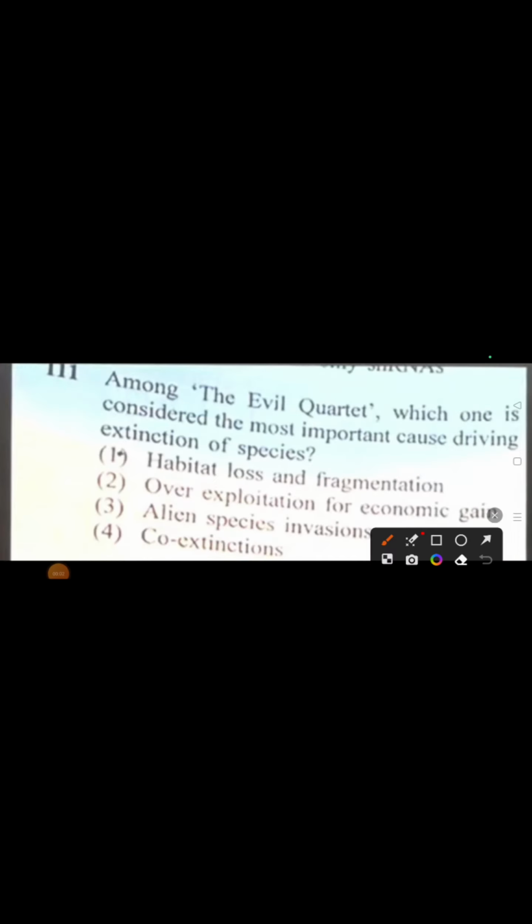Among the Evil Quartet, which one is considered the most important cause driving extinction of species? So correct option is 1, habitat loss and fragmentation. It is a main reason for extinction of species.